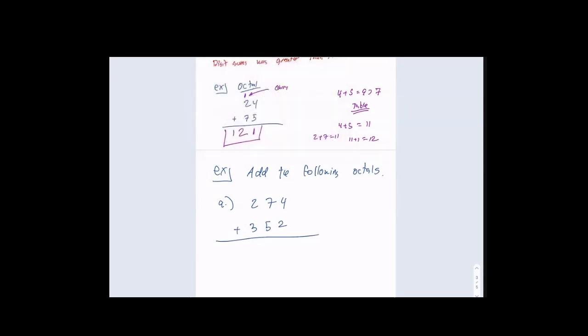All right. 4 plus 2? 6. So 6 is good for us. All right, we don't need to do anything for 6. So 6. 7 plus 5. 14. Put the 4 and carry the 1.